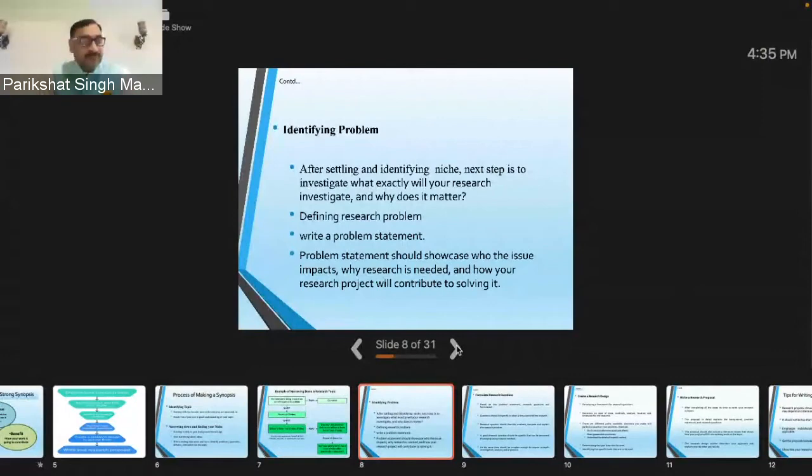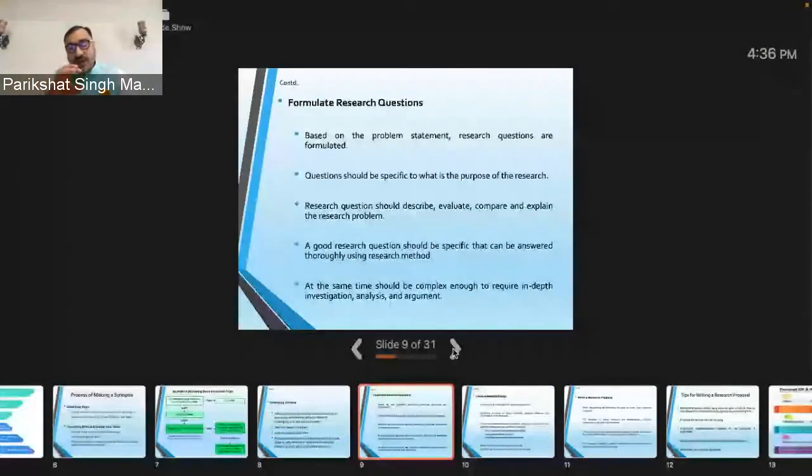The next is research questions. You need to formulate research questions. Don't formulate vague research questions. That is an important aspect. A good research question is one which can actually be answered thoroughly using research methods. So while formulating research questions, you sometimes have to do reverse engineering also. Always try to look at how to do reverse engineering. If you have some idea of how you are going to answer those questions, it will also give you clarity on how you need to frame those questions.